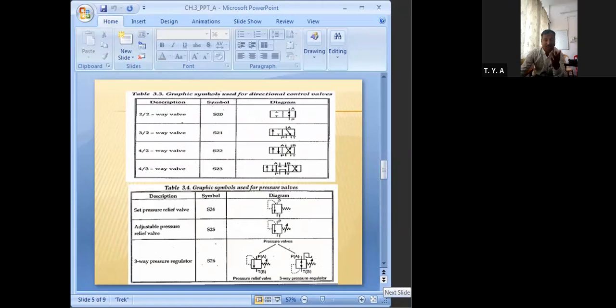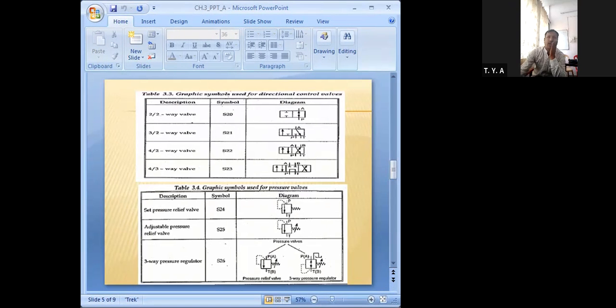As I have discussed in the last two lectures, that is the directional control valve. To represent this graphically, here are the symbols. 2 by 2 way means 2 port, 2 position. This symbol we know. Then 3 by 2, 4 by 2, 4 by 3. Then pressure valve, pressure relief valve, adjustable pressure relief valve. Then 3-way pressure regulator. Please have a look.